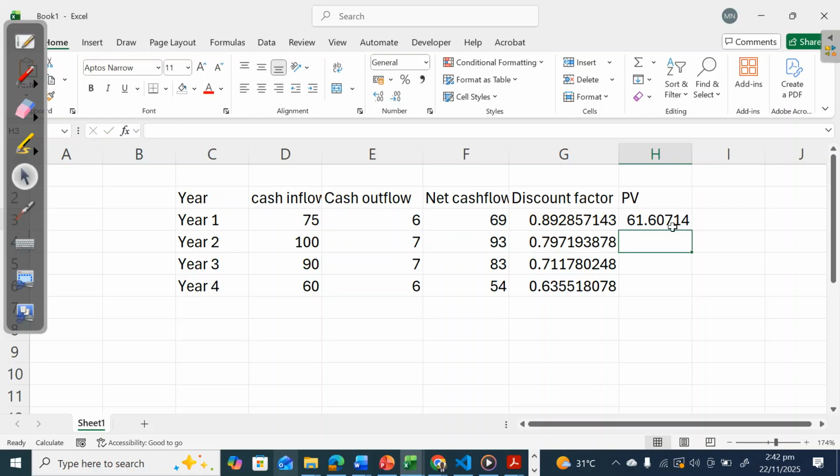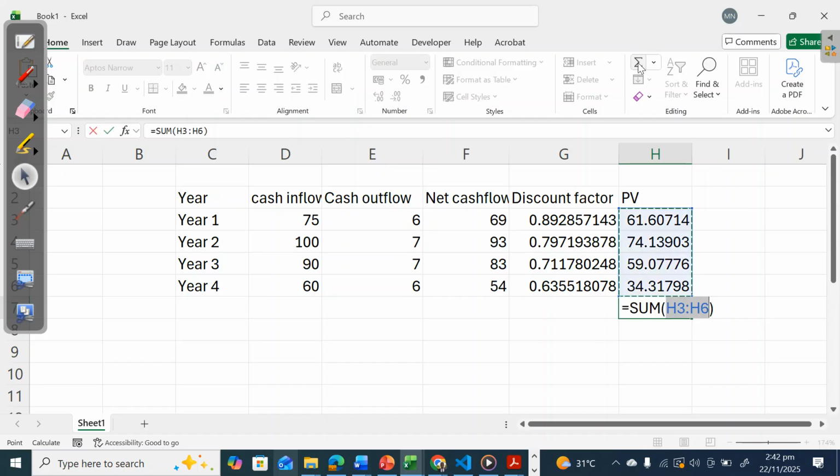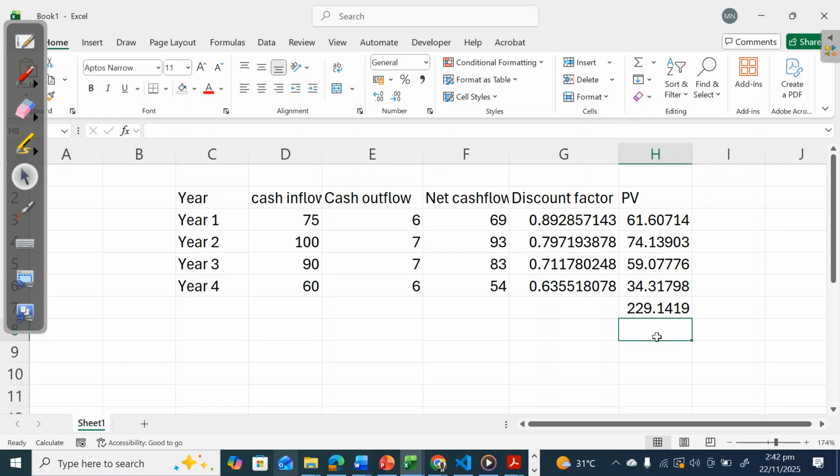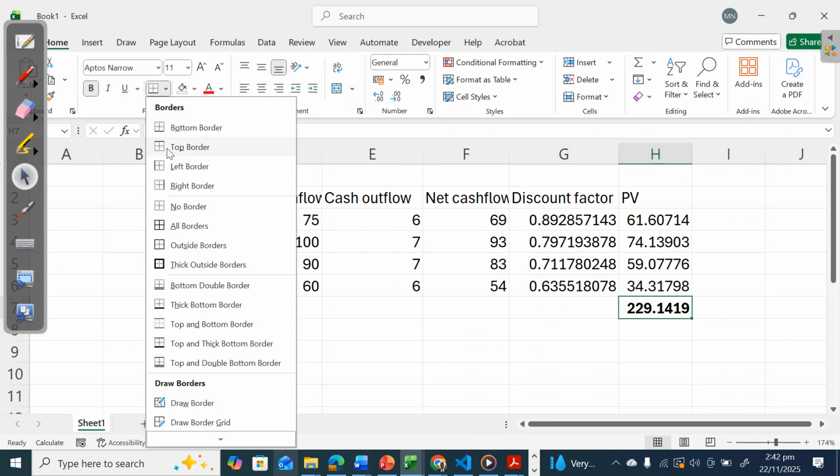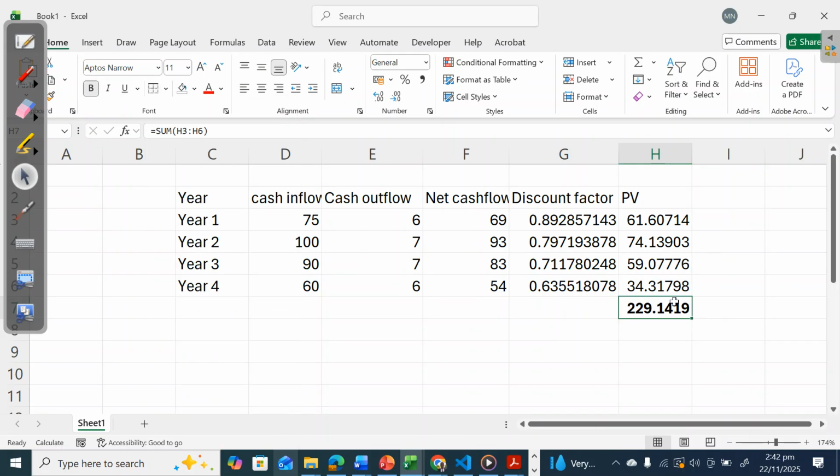So these are the net cash flows. When you finish, you add all the present values. So this is the present value of all the future cash flows. So this becomes the value in use.